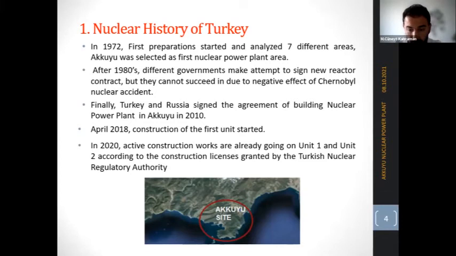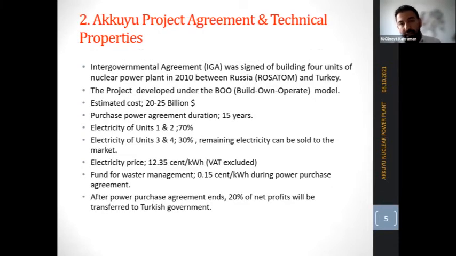So what are the agreement details and the technical properties of these projects? This is an intergovernmental agreement signed for the building of 4 units of nuclear power plants between Russia and Turkey.